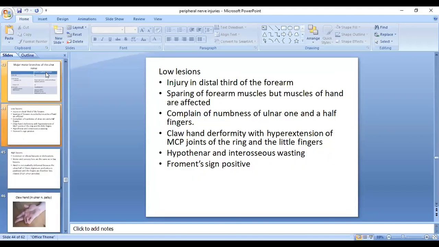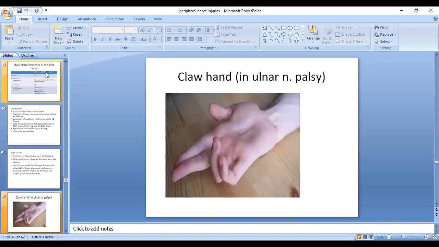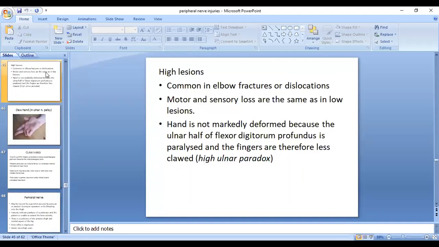Now, in your low lesions of the ulnar nerve, there is hyperextension of the metacarpophalangeal joints of the ring and little fingers, as you can see here. If there is a high lesion, the hand is not markedly deformed because the ulnar half of your flexor digitorum profundus is paralyzed and the fingers are less clawed. Now, what is clawing?